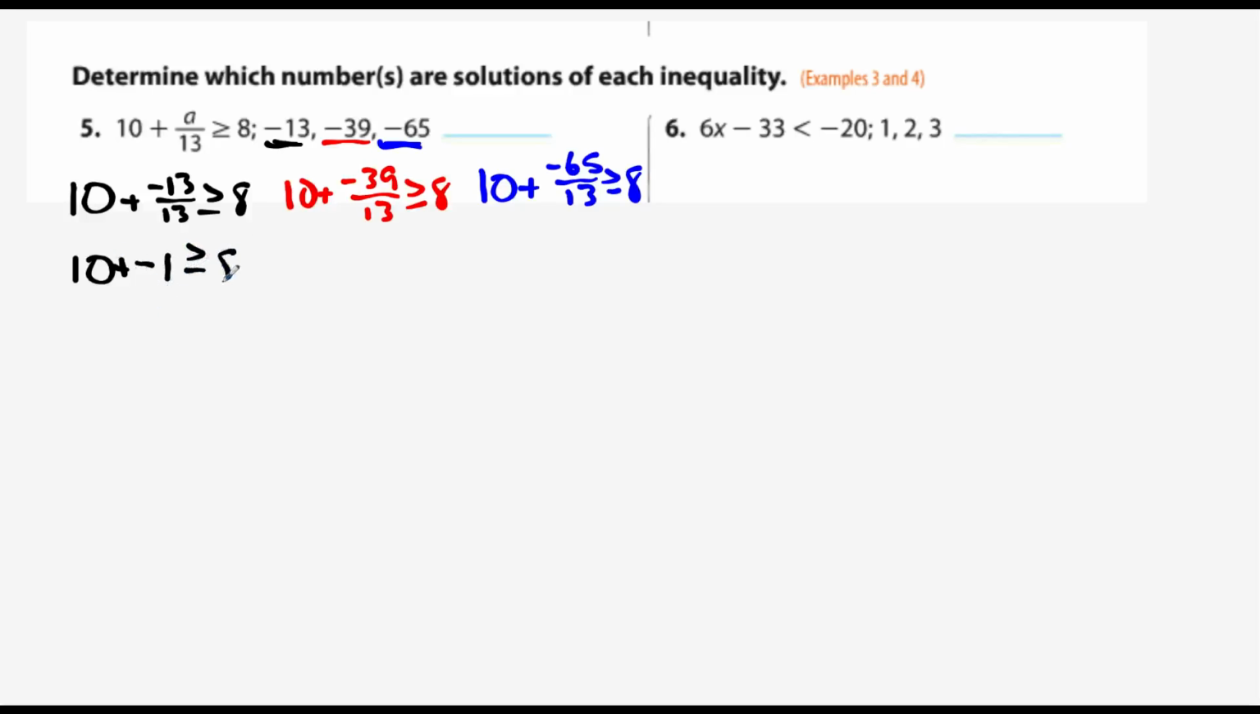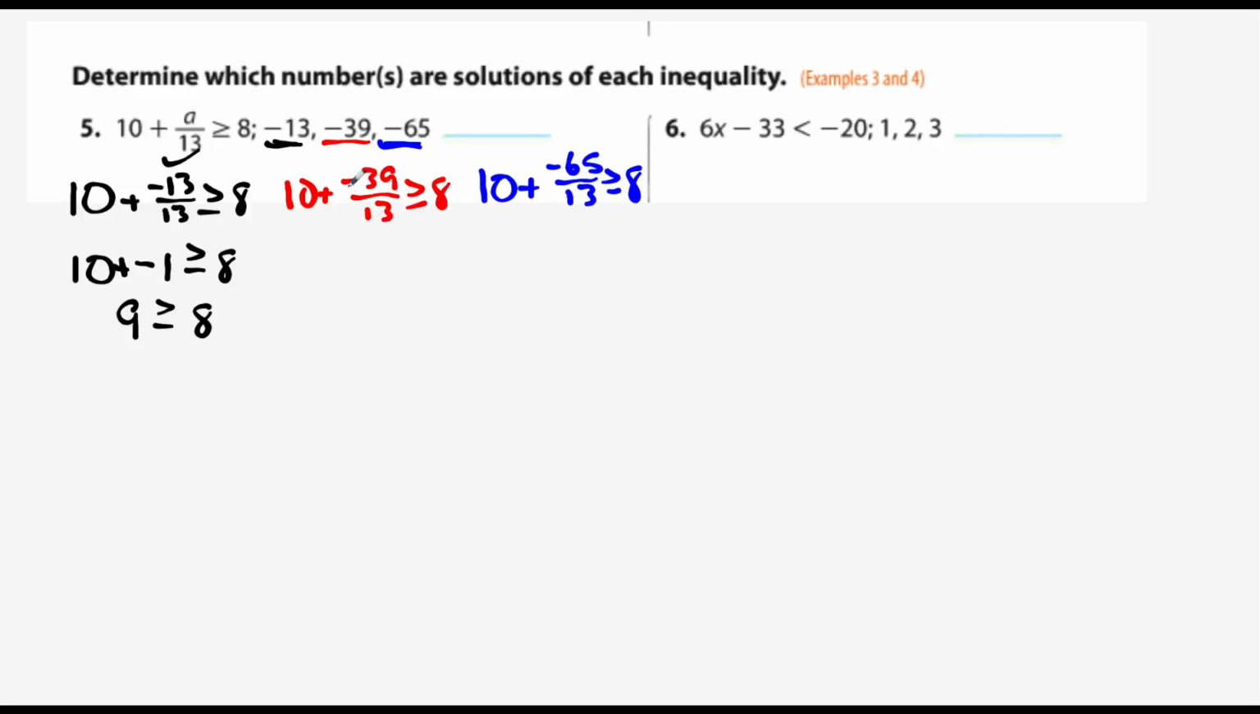Greater than or equal to 8. So 10 plus negative 1. Different signs, we subtract, which is why it's the same as 10 minus 1, which is 9. So the question is, is 9 greater than or equal to 8? And it is. 9's more than 8, absolutely. So this, negative 13, is a good answer. We still need to check those, because what if these are good answers too? Then we'd have to write down all of them.